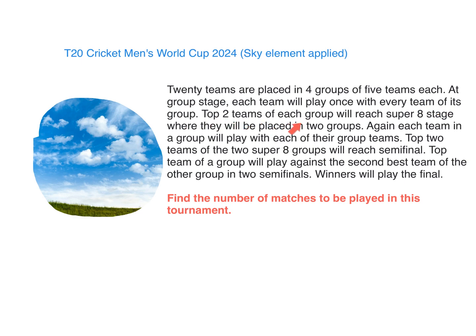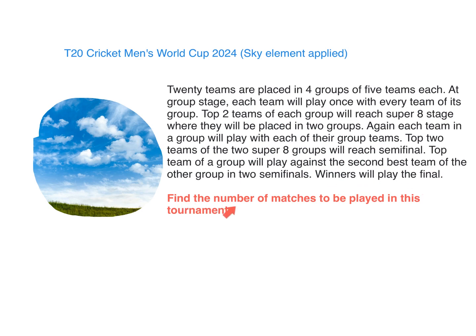Top 2 teams of each group will reach Super 8 stage, where they will be placed in 2 different groups. Again, each team in a group will play with each of their group teams. Top 2 teams of the 2 super groups will reach semi-final. Here, top team of a group will play against the second best team of the other group in 2 semi-finals. Winners of the semi-finals will play the final.